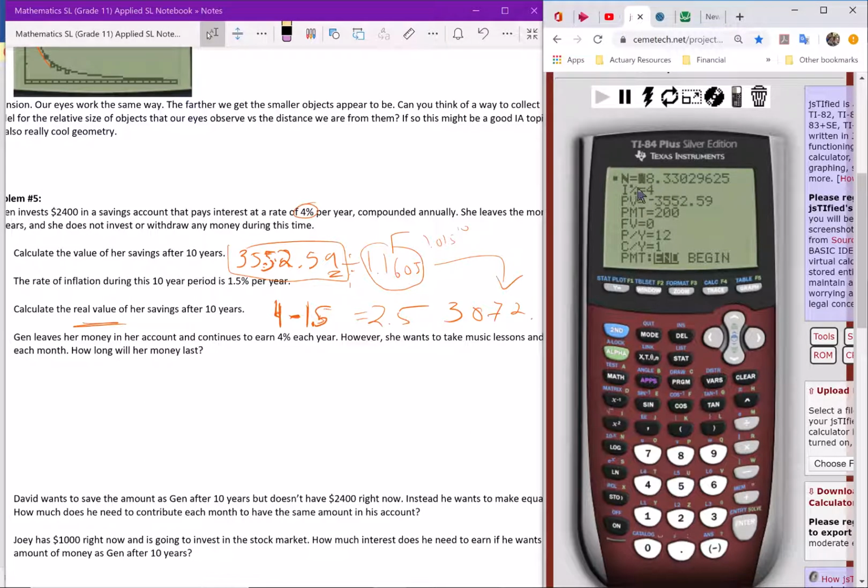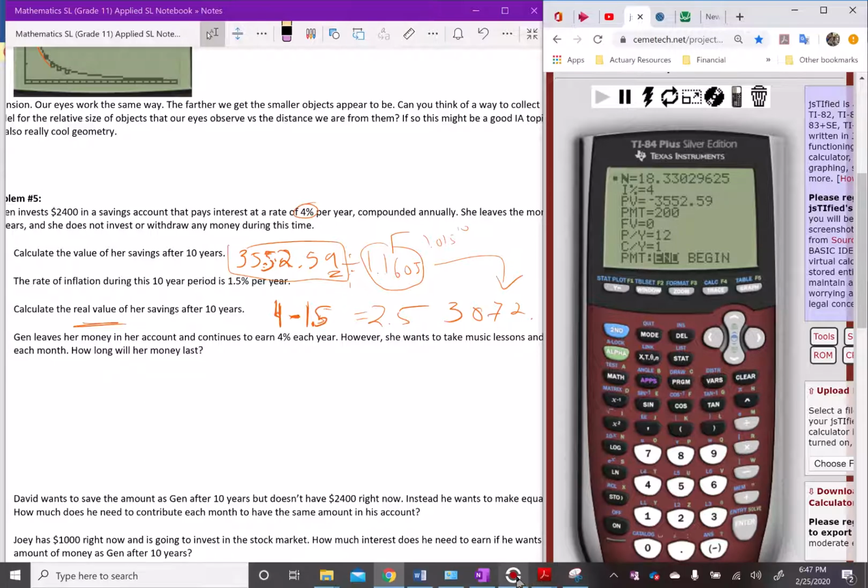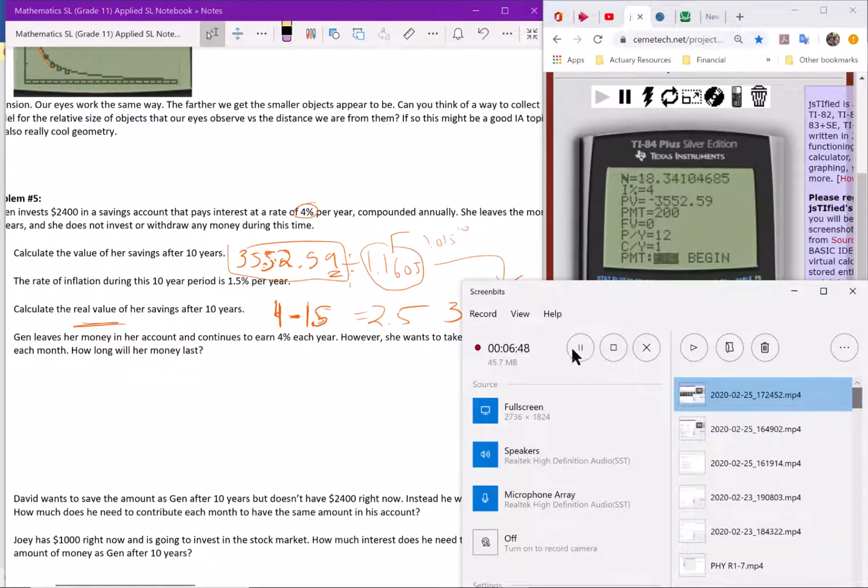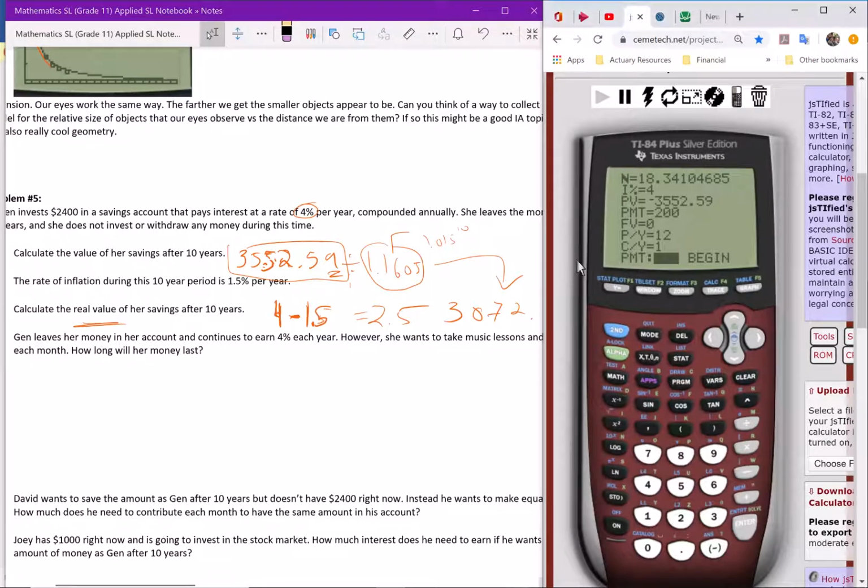So that's saying that her money will be there for 18.3 years. That seems too high. And yes, it is months because we changed this to per year. That's going to tell us months up there because we changed this to not be 1. Right, so that's 18 months.